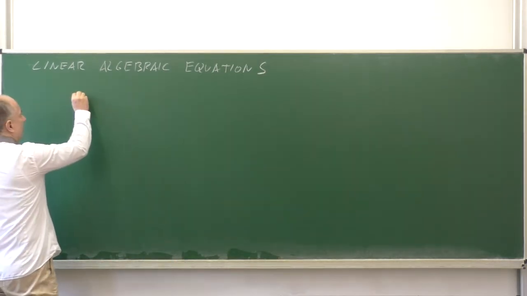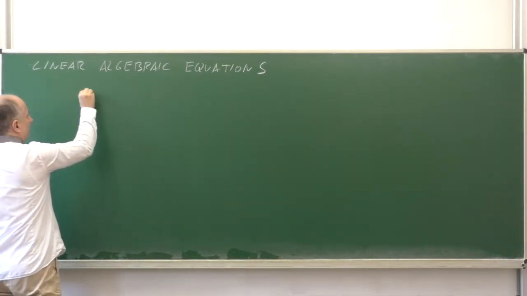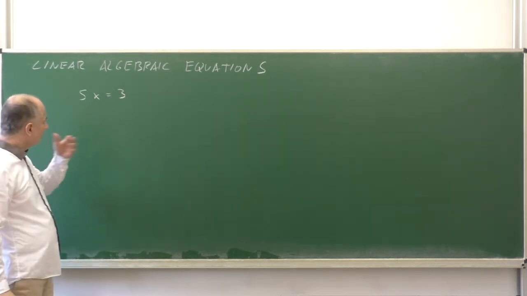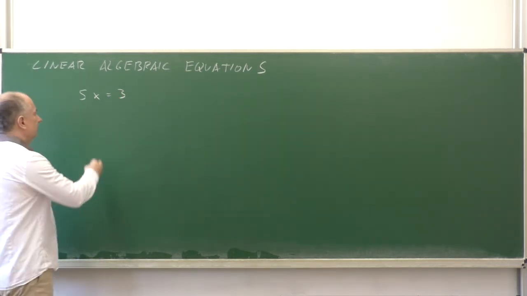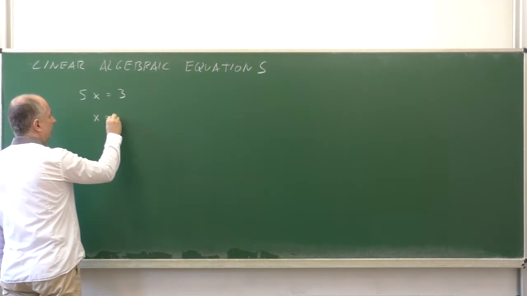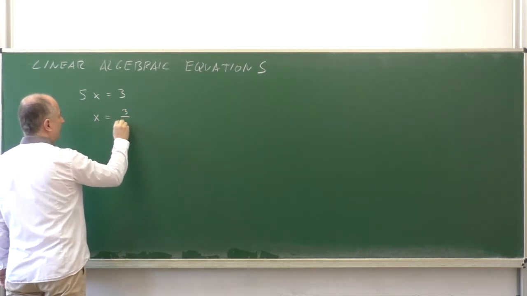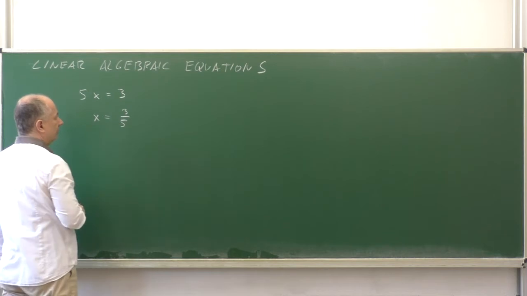So let's consider something very simple. Say 5x is equal to 3. Well, no problem. We divide by 5 and we have the solution x is 3/5.